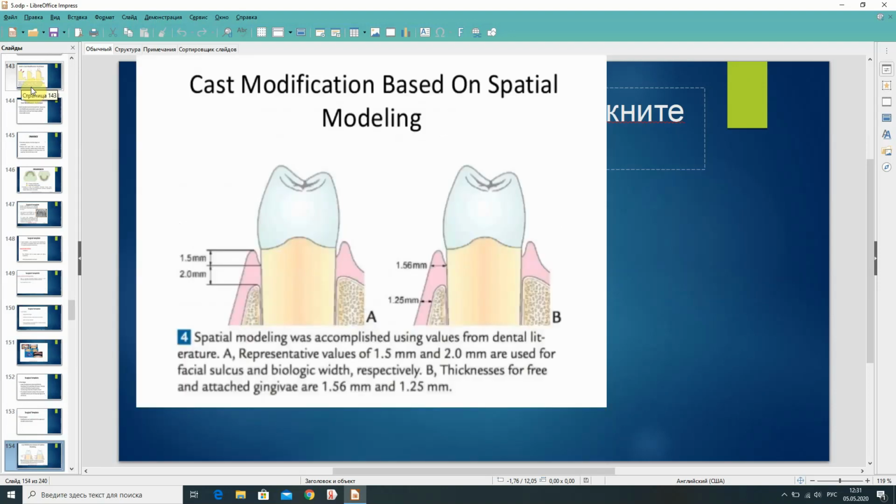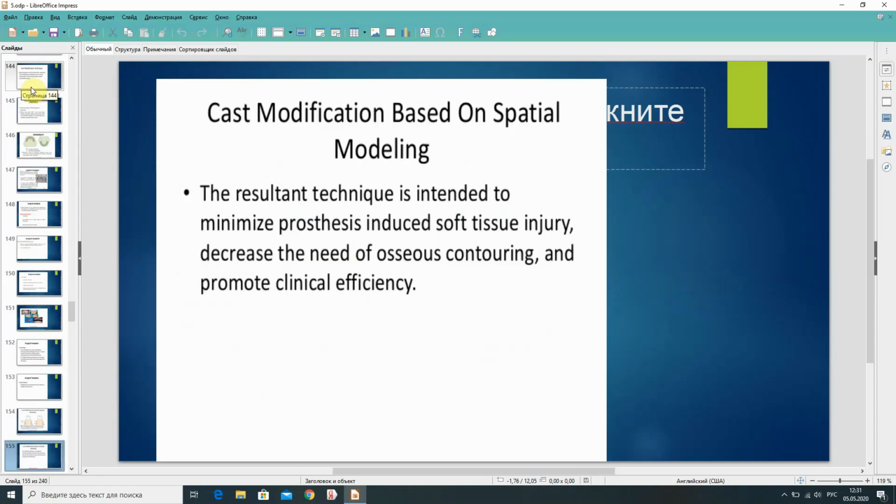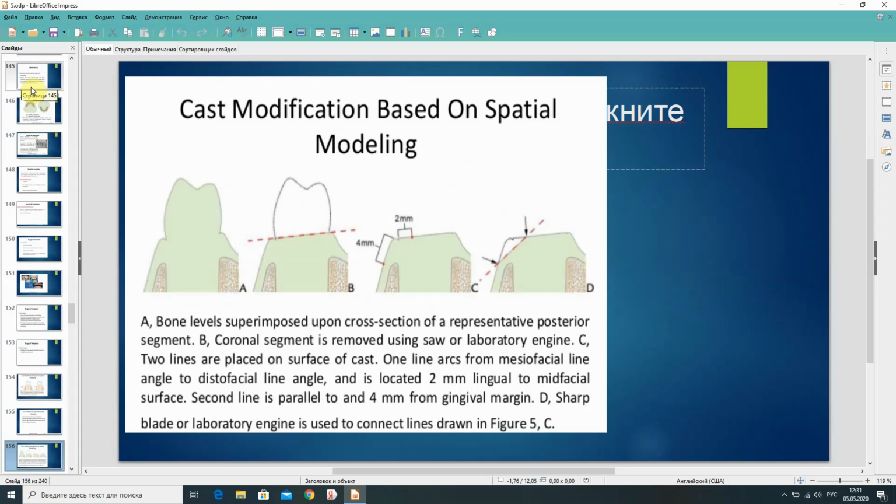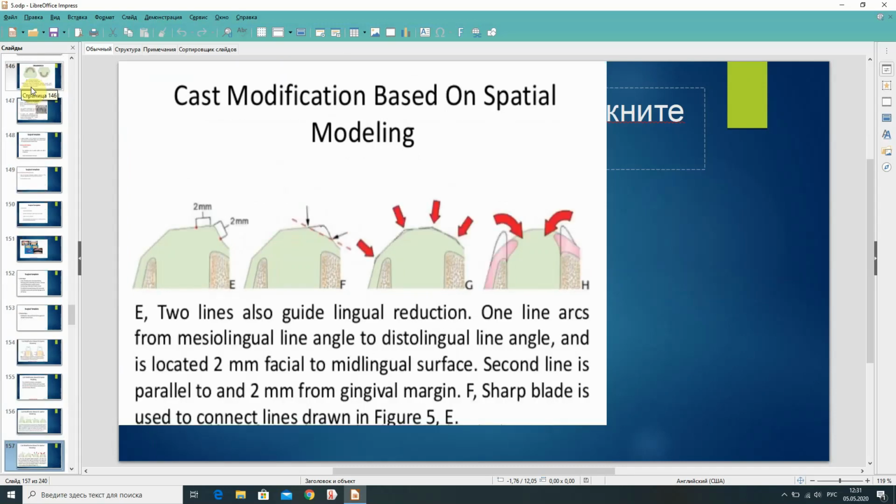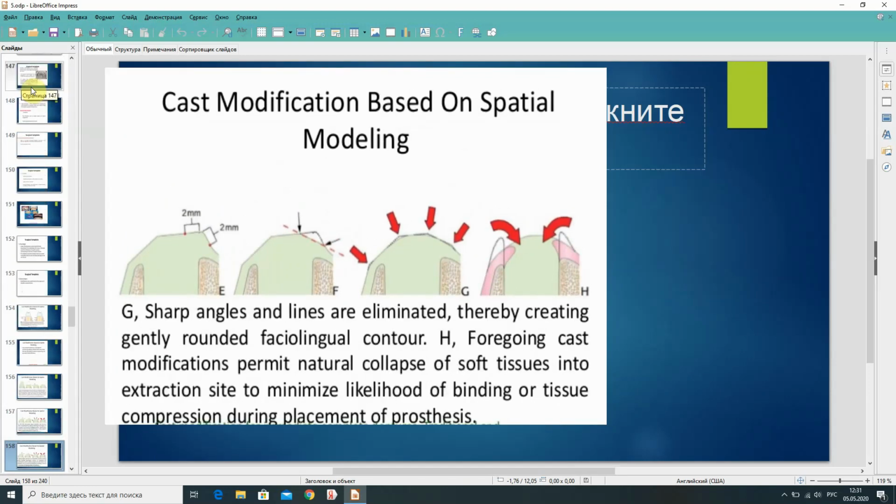Cast modification based on spectral modeling. The scheme. Next scheme.